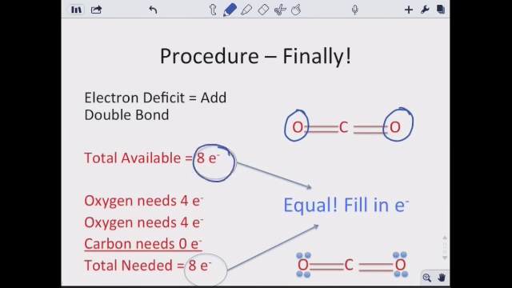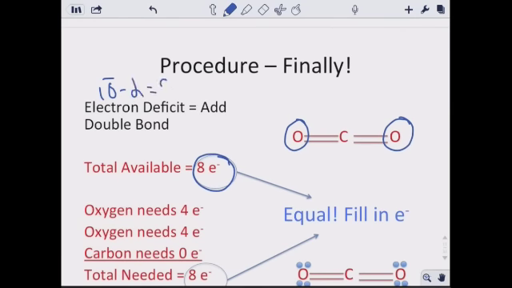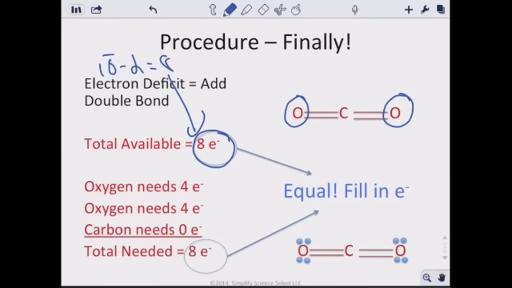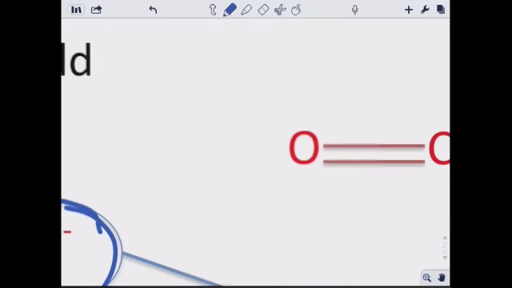How did we get to 8? Well, we made another bond, right? So we took our 10 minus our 2, which gave us 8. So we have 8 available now, and guess what? We only need 8. So all we do from here is we fill it in. So how many does this oxygen need? 4. So guess what we do?